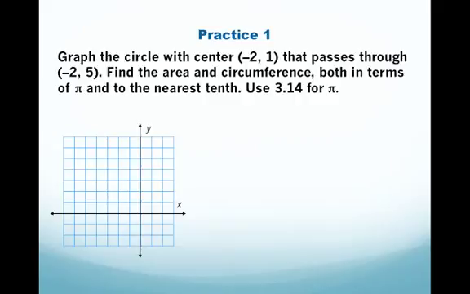So remember, negative 2 comma 1 is the center of the circle, and negative 2 comma 5 is the outside of the circle. So you should be able to draw a circle knowing that the center is negative 2 comma 1 and that negative 2 comma 5 is on the outside. Remember to find both the area and the circumference.